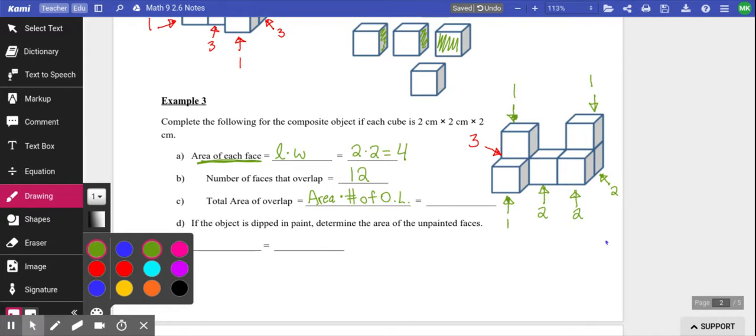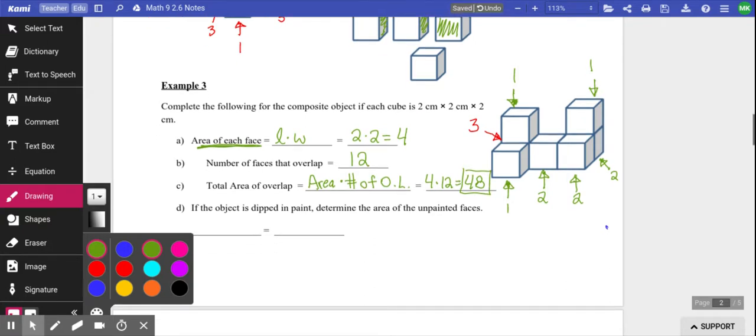He said you take the area of one side and multiply it by the number of overlaps. You told me the area was 4, and you told me there were 12 overlaps. We should get 48 as the area for the overlaps.